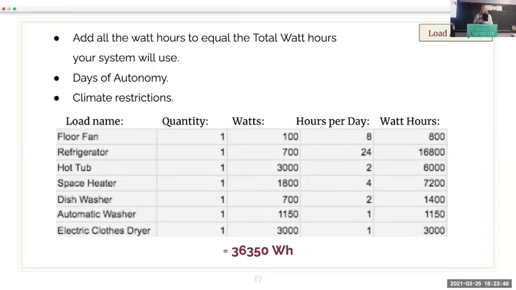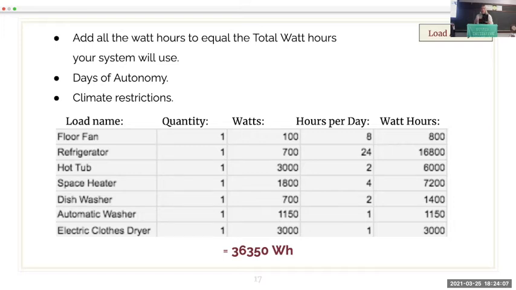And then days of autonomy, this only applies to completely off-grid systems. There are some solar systems you can install where you're still tied to the grid. They're called grid-tied systems. And when you're not making power from the sun, you just take energy from the grid.